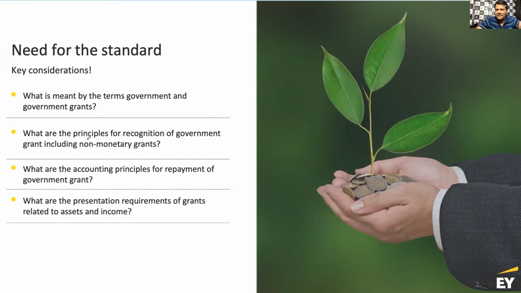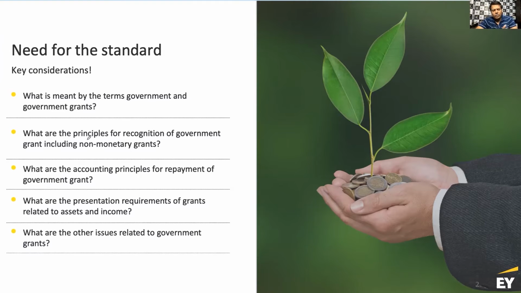Ind AS, as we've been talking about, is big on disclosure. So we're going to try and understand that, and if there are any other matters related to government grants. All of that in its totality is what we will try and understand: how do you account for the impact of any intervention from a government or a regulator which results in an incentive to a recipient organization?